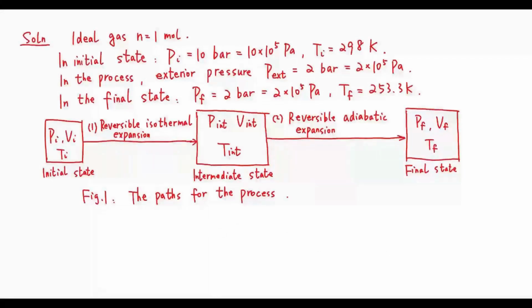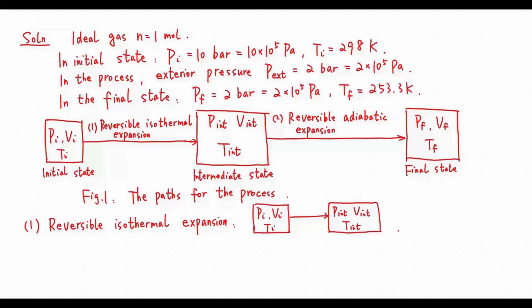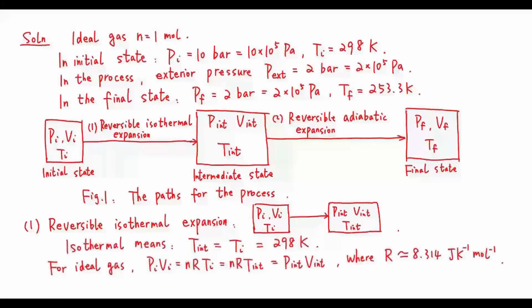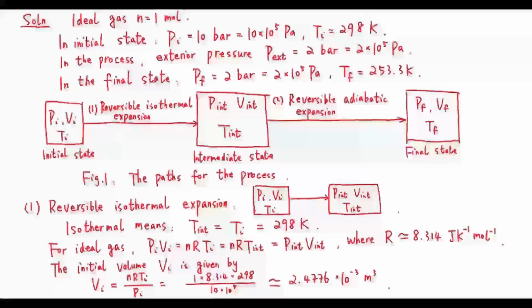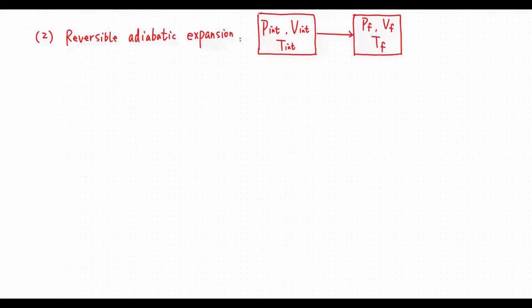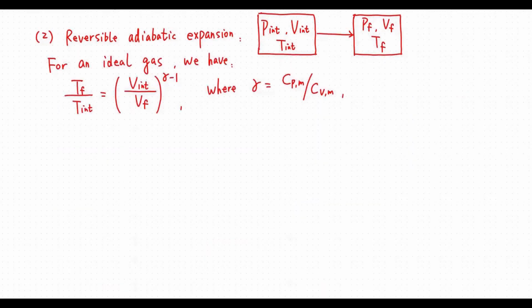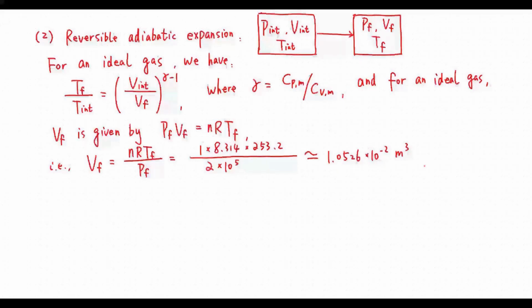Solution. The expansion one. We have this equation. Then we find the initial volume. Consider this expansion. We have this equation. The final volume is this value.